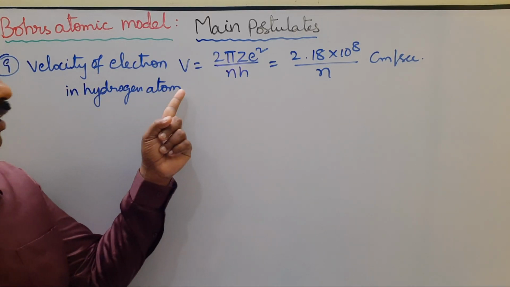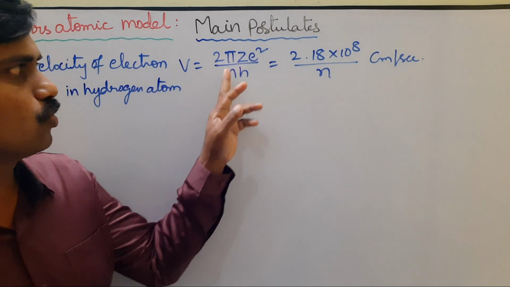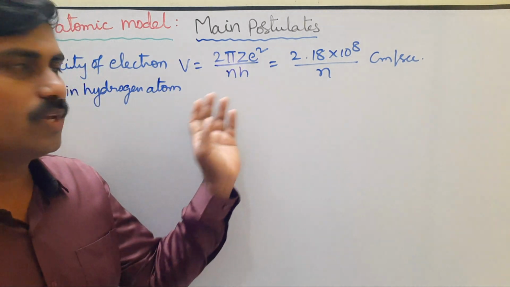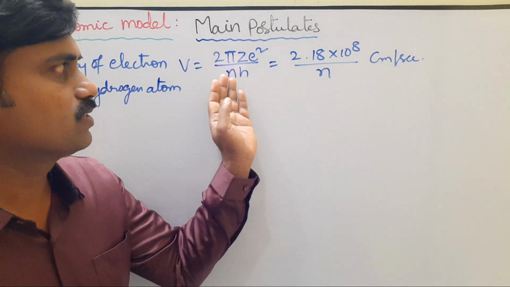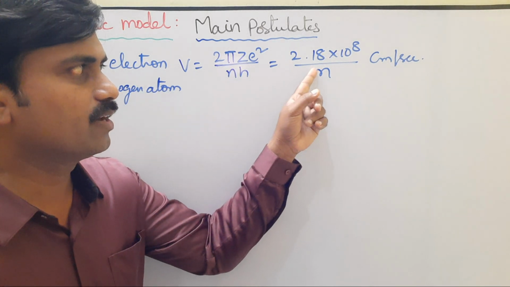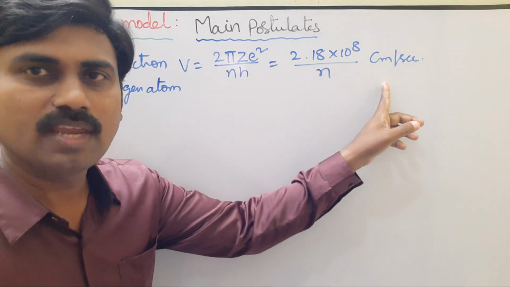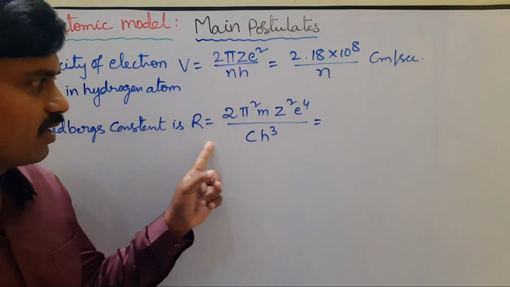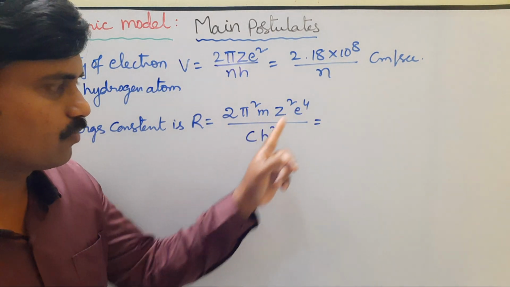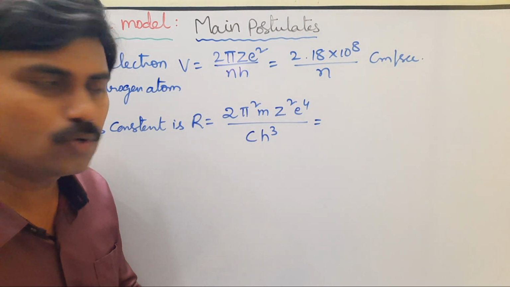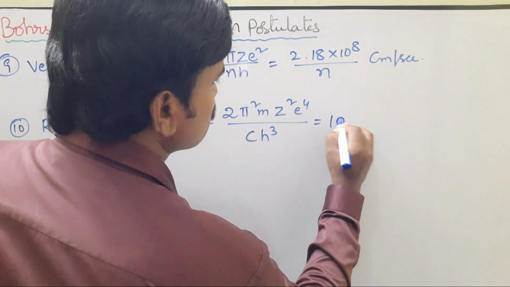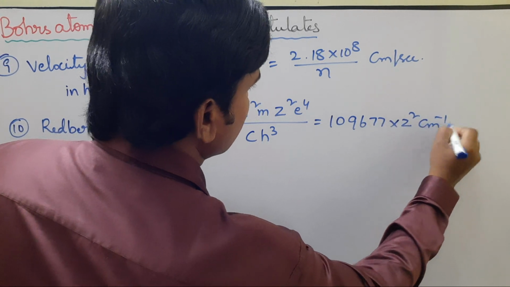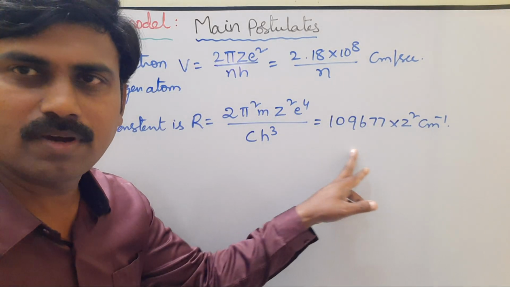Next point, velocity of electron in hydrogen atom v is equal to 2 pi Ze square by nh. This is the formula for finding the velocity of an electron. In case of hydrogen like atoms, if we substitute all the constant values, we get 2.18 into 10 power 8 by n centimeters per second. Next point, Rydberg constant R is equal to 2 pi square m Z square e power 4 by ch cube. If we substitute all the constant values, we will get 109677 into Z square centimeter inverse. So this value is called Rydberg constant.